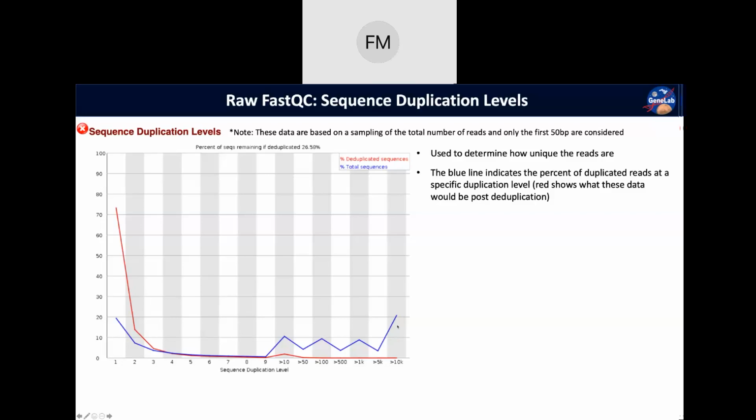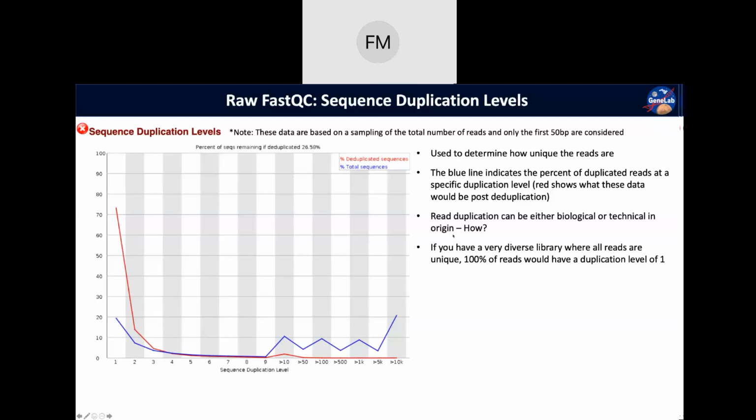And so why this is particularly concerning to me is especially over here on this higher end. So we have over 1,000 reads that are the same sequences, 10% of that, you know, and then over here, it's even more concerning, over 20% of the reads have 10,000 reads that are the same.